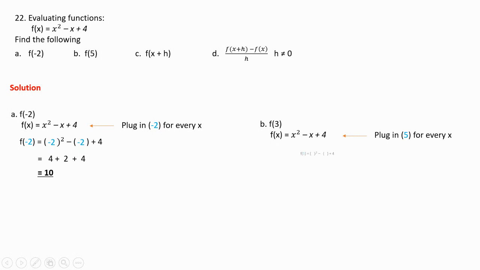So f of 5, I'm going to plug in the 5 here for the x squared and also the 5 here for the x. This will give us 25 minus 5 plus 4. So the answer will be 24. So f of 5 is 24.